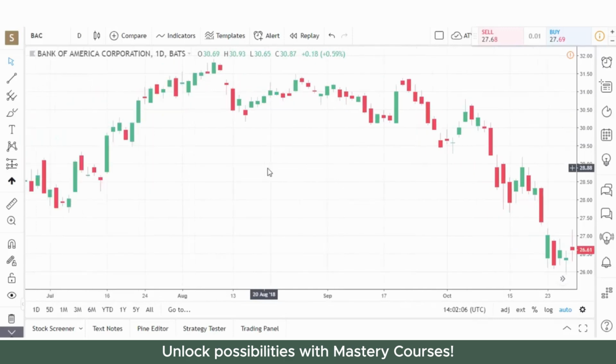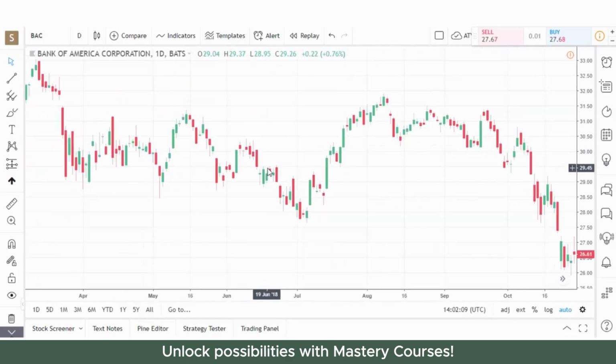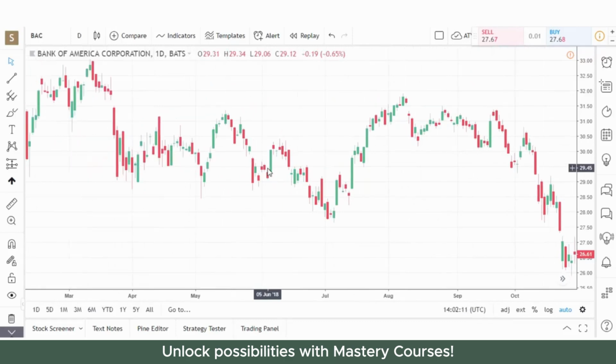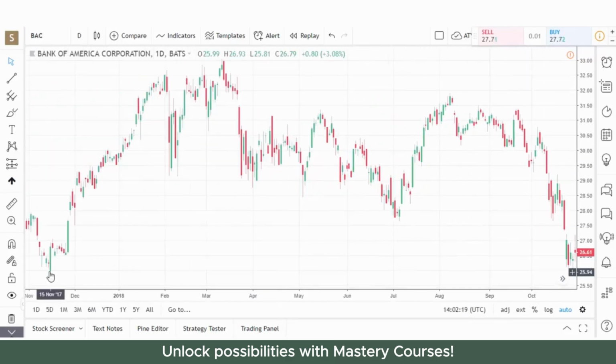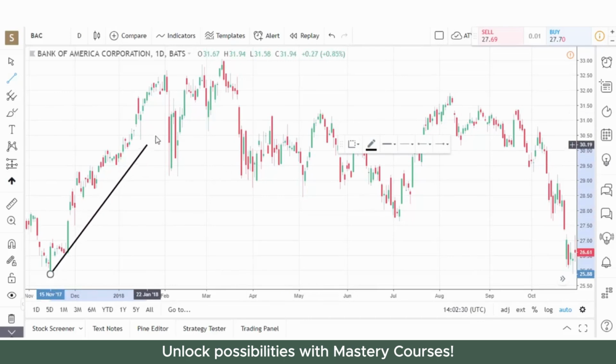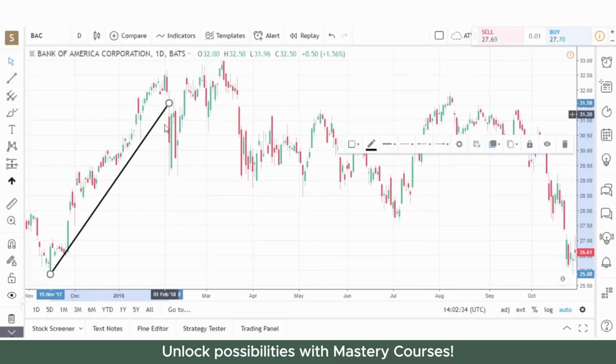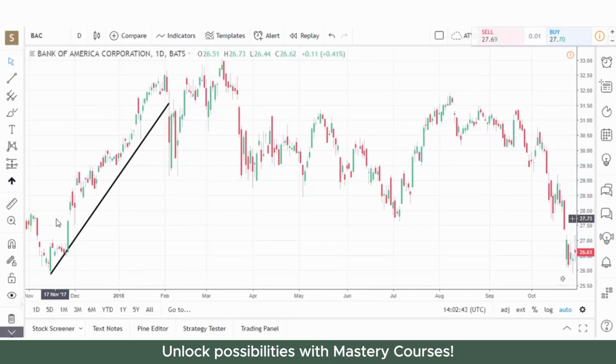Now let's take a look, again using Bank of America. I'm going to zoom in and we'll look at some trends in the stock. At the beginning of this chart, in November of 2017, we have an uptrend in the stock. I'm going to draw a trend line here. So we have the stock moving up in an uptrend.